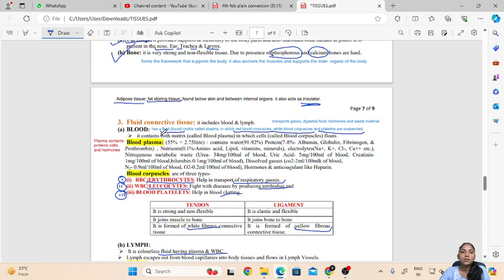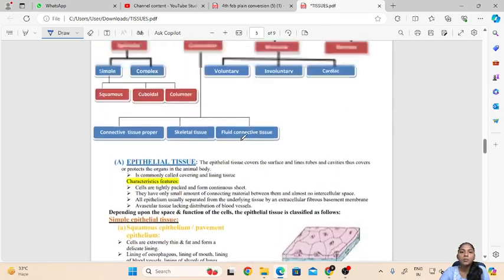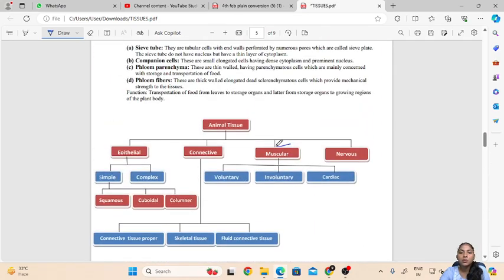Then we'll move forward. The next type of animal tissue is muscular tissue. The muscular tissue is classified into three types, that is voluntary tissue, involuntary tissue and cardiac muscular tissue.